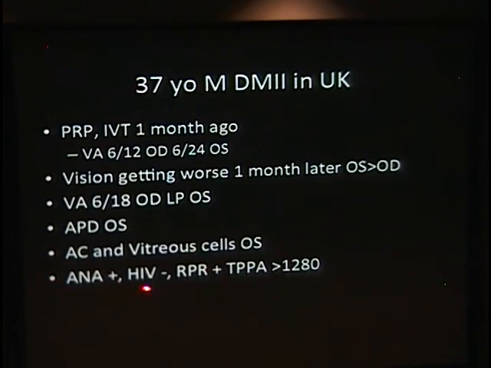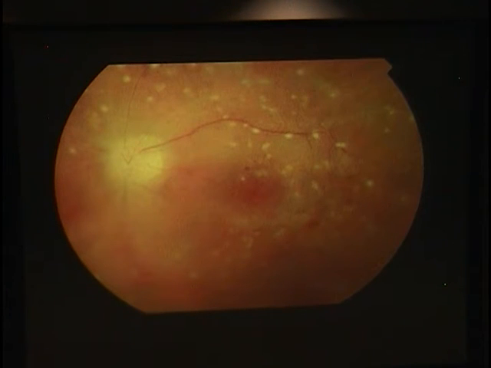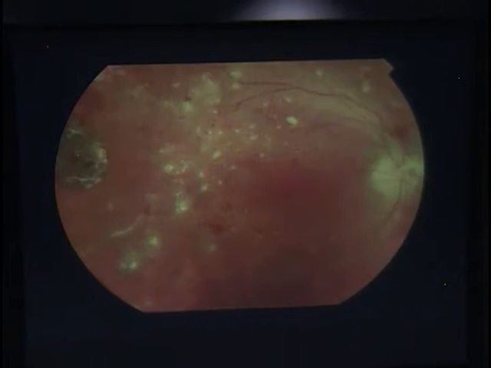And he had this testing done over there. He had an RPR that was positive, a TPPA that was really high. HIV was negative. So again, a patient with syphilis. And this is a really classic photo of what syphilis can present with. It's these pre-retinal whitening areas with a retinitis and optic neuritis. Really pretty impressive inflammation here. You see the vessels are not healthy, you get a vasculitis with it, but it's really these white pre-retinal infiltrates that are going on in this patient, all over the retina.